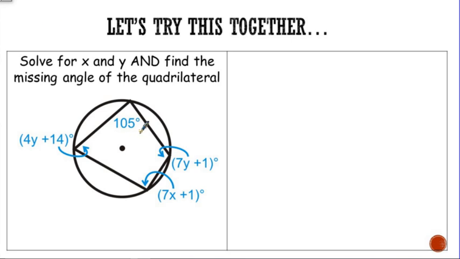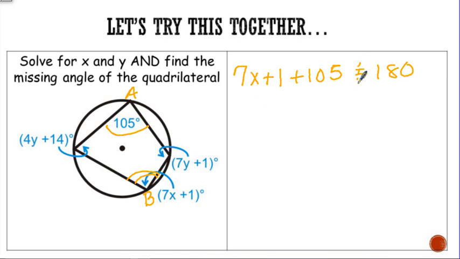Okay, so let me give you an example. It says solve for X and Y and find the missing angles of the quadrilateral. Well, I have some rules. I know this angle and this angle should add to equal 180. So I'm going to label this myself since they didn't label it. So I am going to say 7x plus 1 plus 105 should add up to give me 180 degrees.